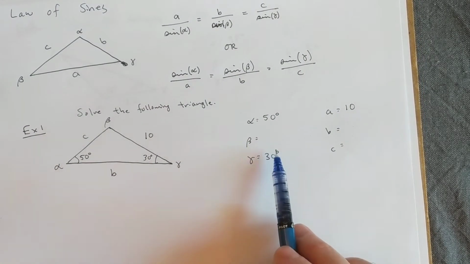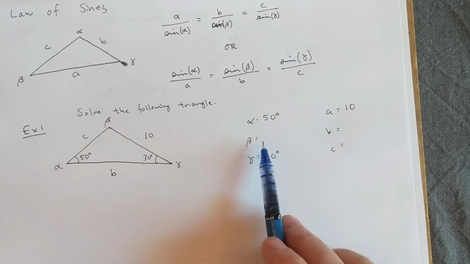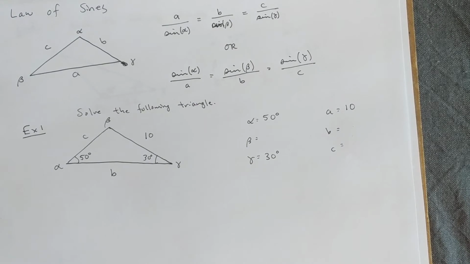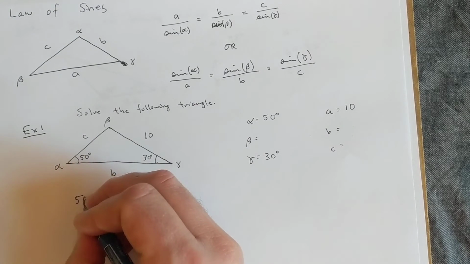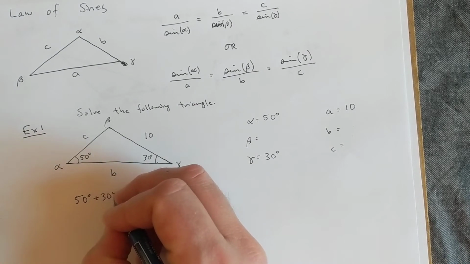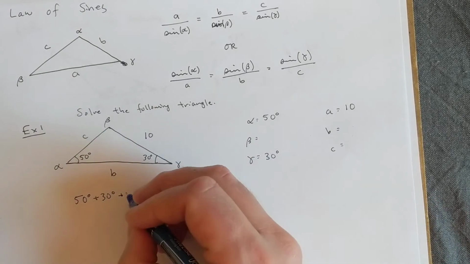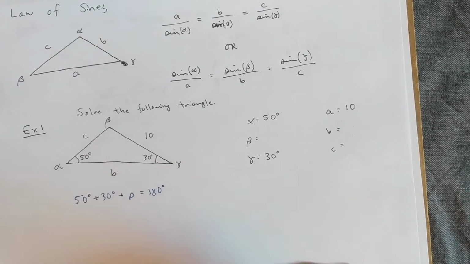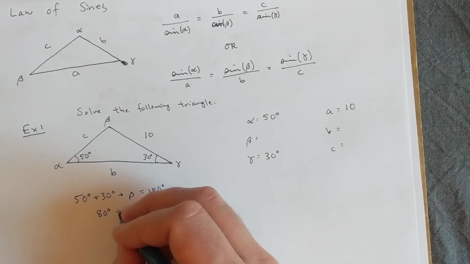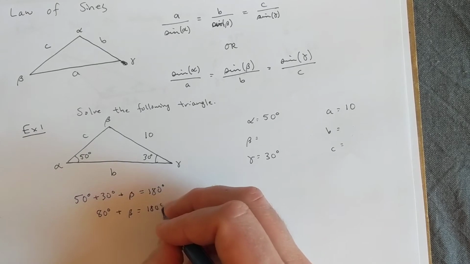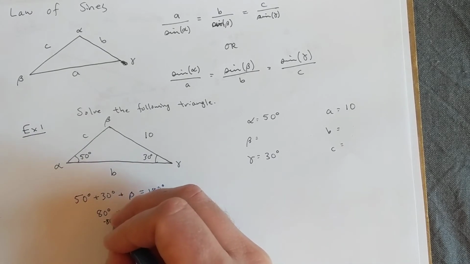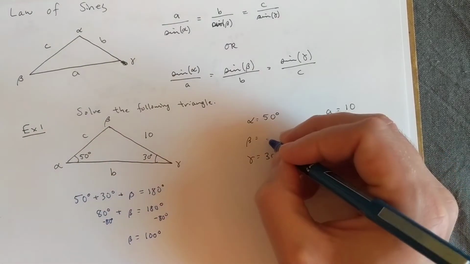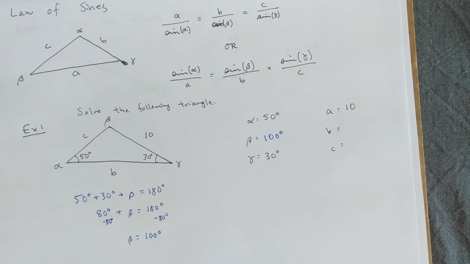So the first thing we can find is the missing angle measure, because still, we're dealing with a triangle, so the angles still have to add up to 180 degrees. And so if I have 50 degrees plus 30 degrees plus my missing one is beta, that has to give me 180. And so adding these together and then subtracting to solve for beta, we see that beta is 100 degrees. All right, so let's fill that in.